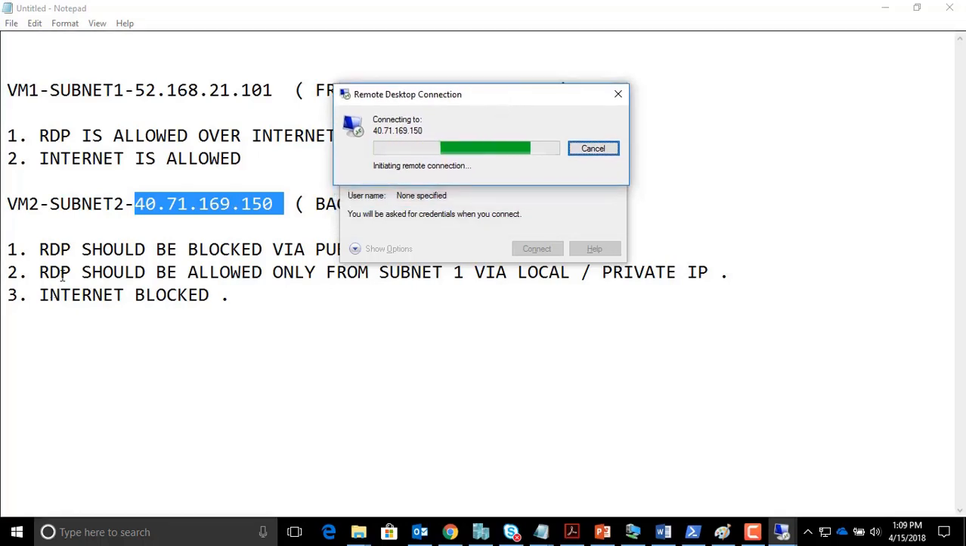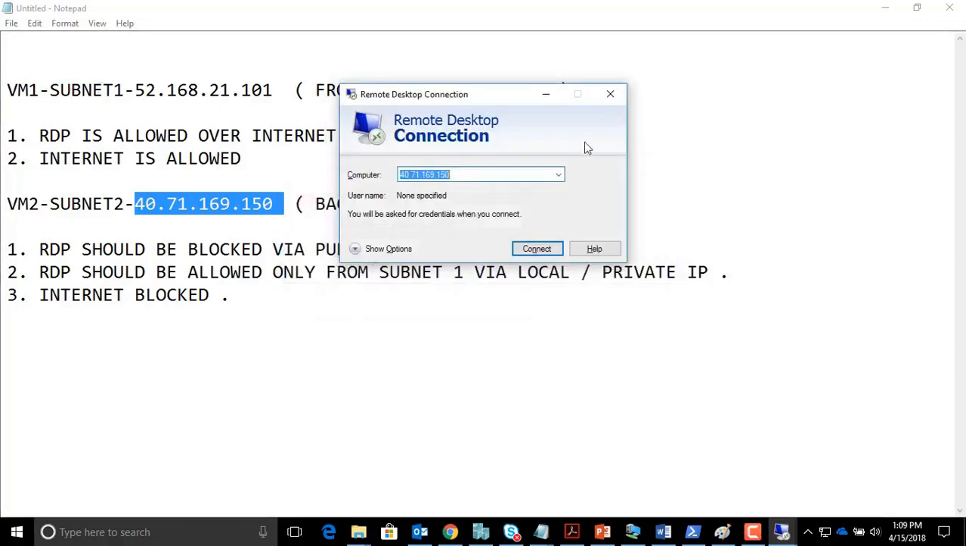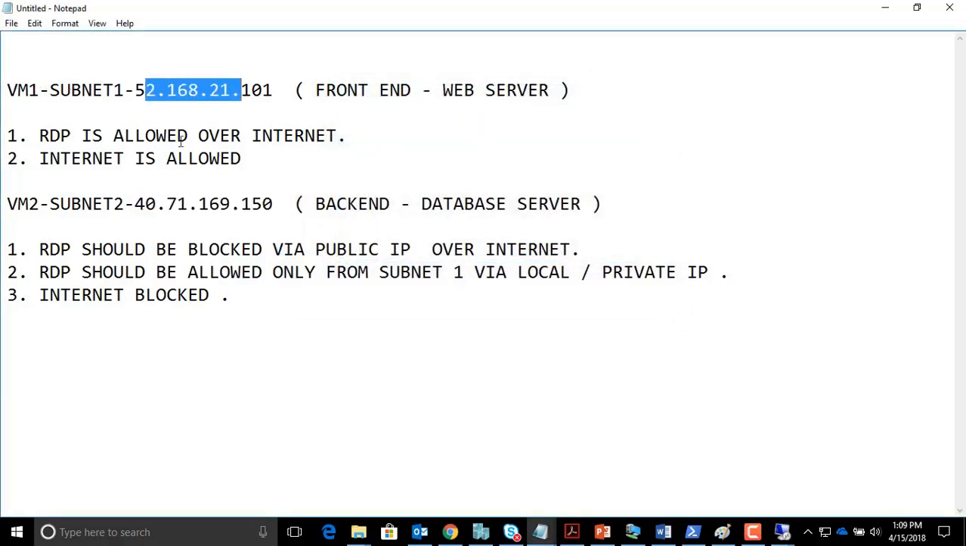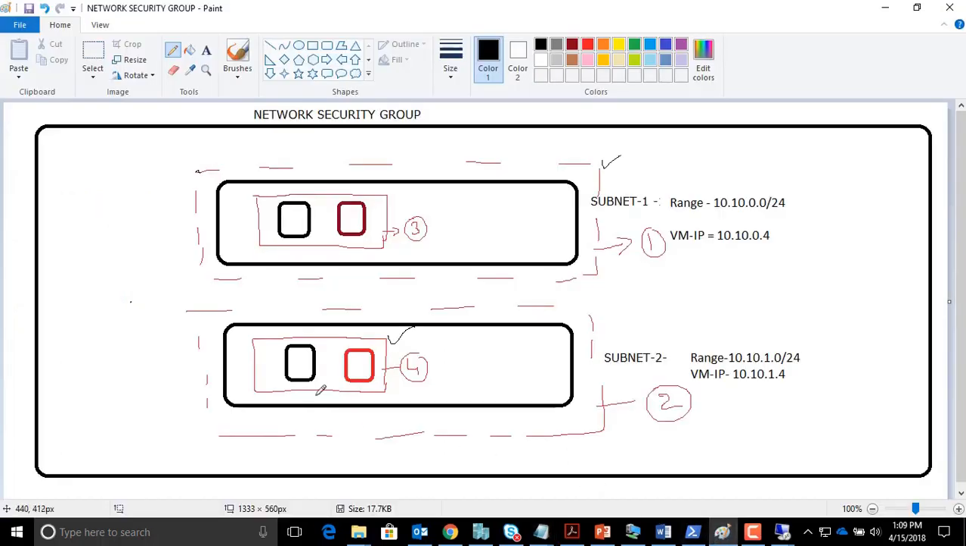Second rule as per the customer is RDP should be allowed only from subnet 1. For admins, admin can take RDP to the subnet 1, and from subnet 1 they can take RDP to the subnet 2 virtual machine via local IP. So it means I have to create an inbound rule for RDP from NSG number 2 and NSG number 4. And the inbound rules say source address should be subnet 1, target will be a subnet 2, and RDP allow.